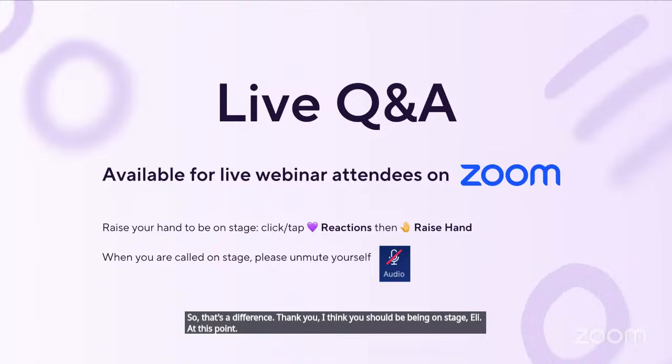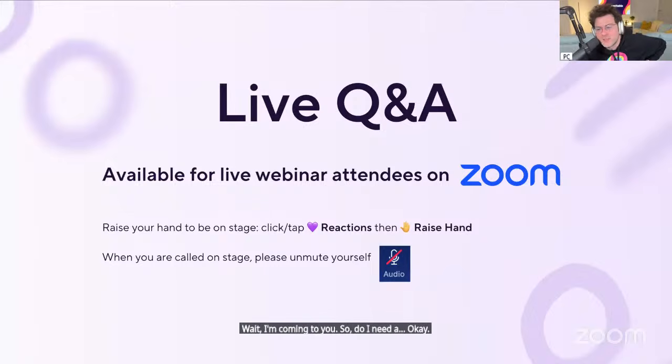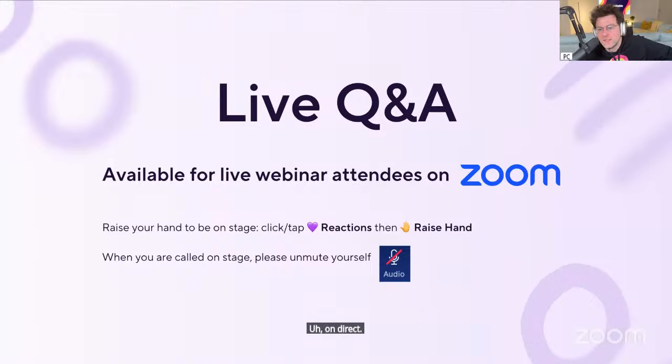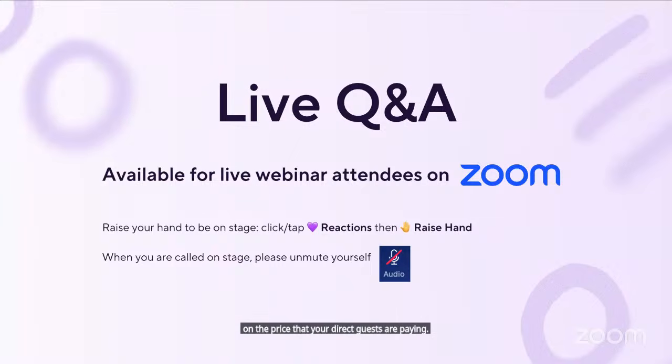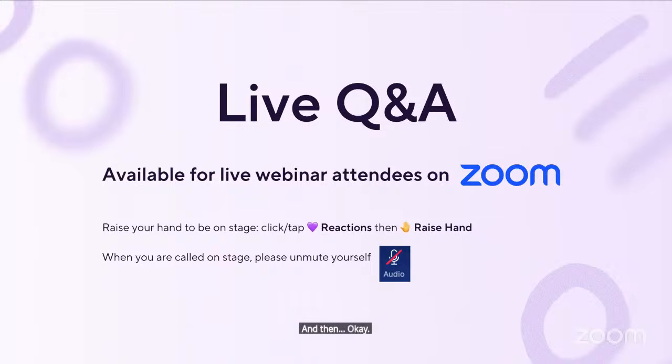But wait, I'm confused. So do I do 12? Do 12. I trust Eli on the math here. So have 12% markup on direct to basically have some savings on the price that your direct guests are paying. Okay, and my Airbnb is going to stay whatever it is, 18.34%, which is basically the wash rate, so the amount that it takes to offset the commission amount. And my direct I'm going to make approximately 12%.